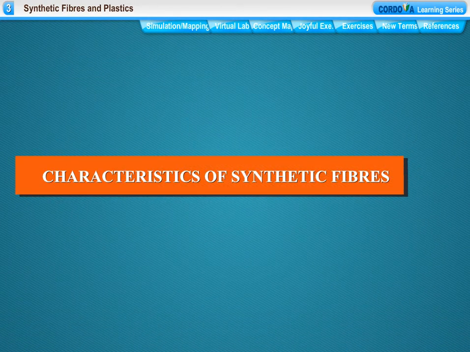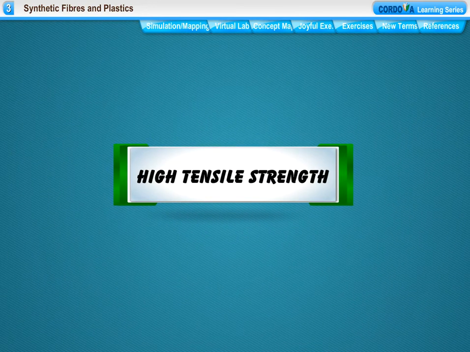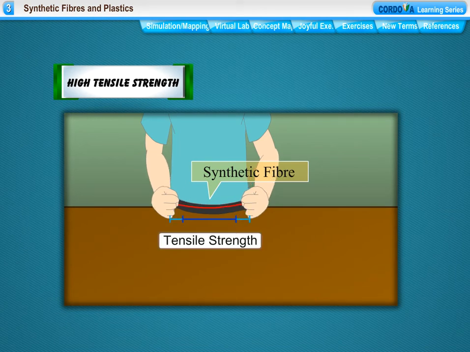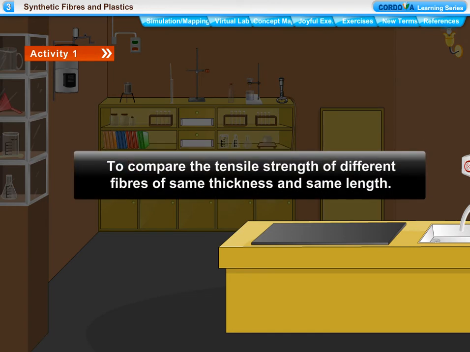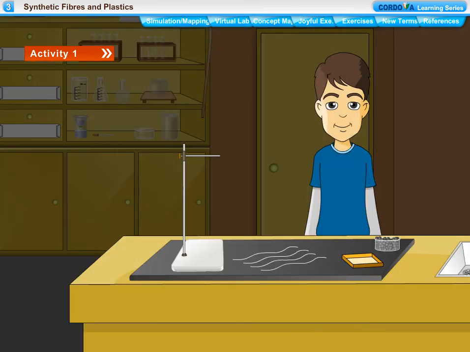Characteristics of synthetic fibers. High tensile strength. The most important property of synthetic fibers is that they are very strong. Activity 1. To compare the tensile strength of different fibers of the same thickness and same length. Things needed. Threads 30 cm in length of cotton, wool, silk and nylon, an iron stand with a clamp, a pan, 30 marbles of the same weight and size.